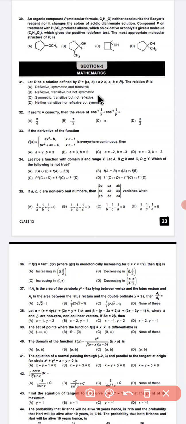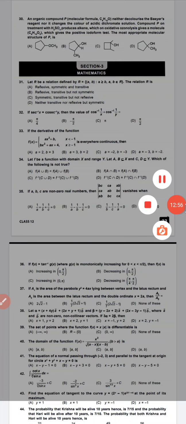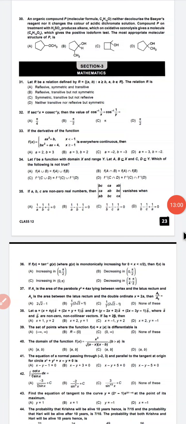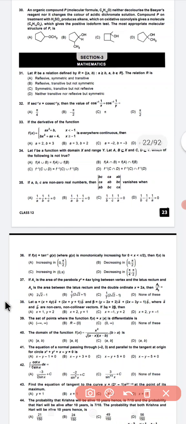Reflexive, transitive and not symmetric. Symmetric, transitive and not reflexive. Neither transitive nor reflexive, not symmetric. Now which one do you think is the correct answer option? The correct answer option is option number B.